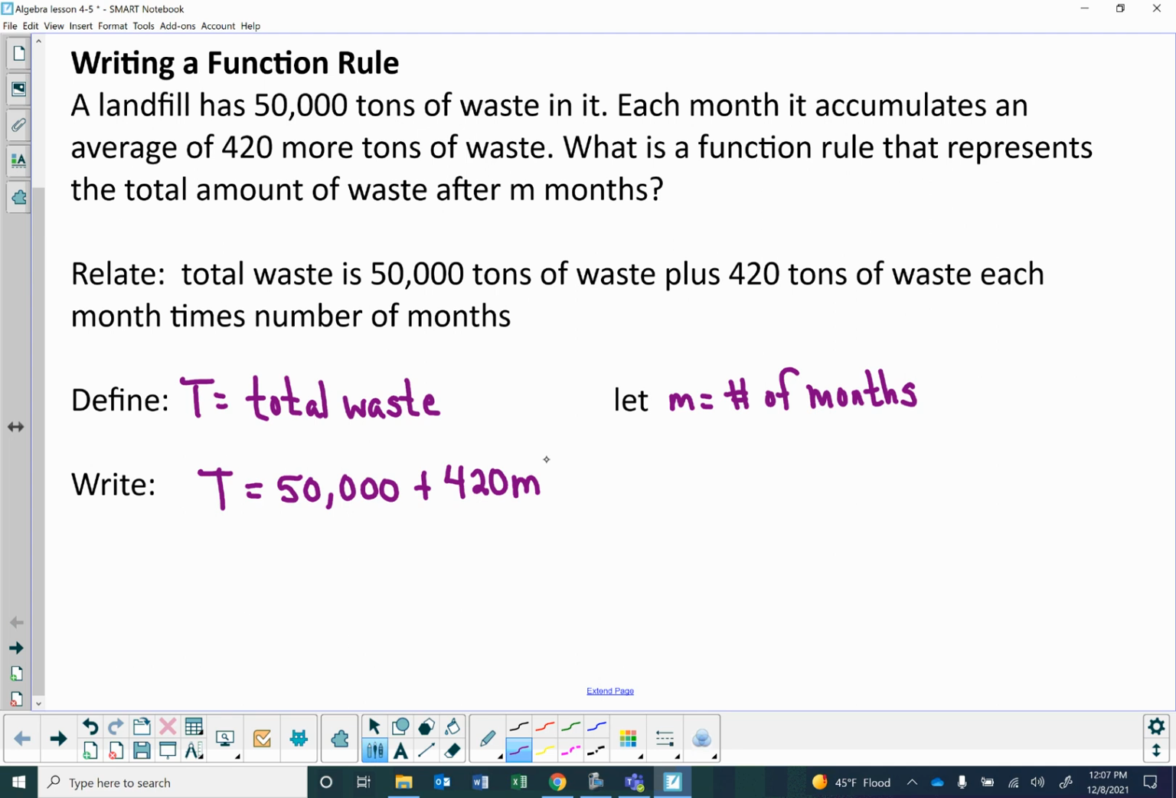So now I could figure out how much waste is in the landfill on any given number of months. If I said I want to know how much waste is in the landfill in 12 months or in 18 months or in 36 months, I can just use this function rule and I will know how many tons of waste they have in the landfill at that time.